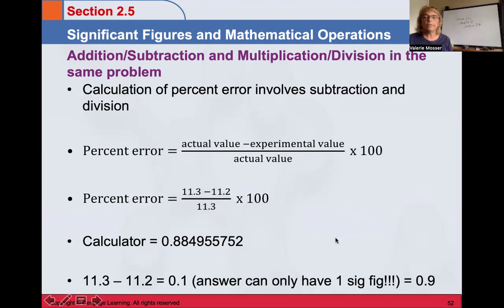It turns out the answer can only have one sig fig because the subtraction part of this problem, 11.3 minus 11.2, only has one significant digit. The answer of 11.3 minus 11.2 is 0.1, which only has a single significant figure. And when we divide 0.1 by 11.3, it's one sig fig divided by 3 sig figs. So the answer can only have one sig fig. So when you do percent error problems, pay attention to the subtraction step when you calculate your number of sig figs.